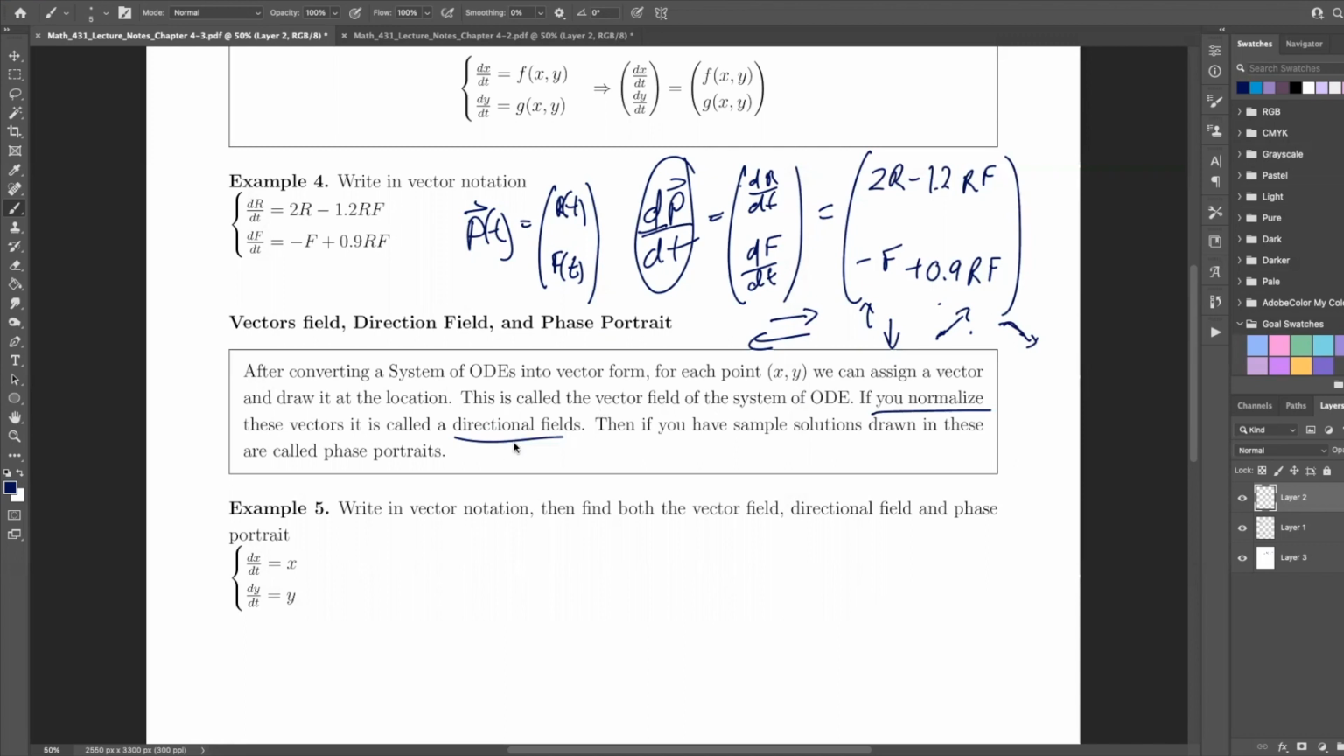But most of the time you just do this. And once we draw all this together, once you've drawn a couple of sample solutions, we call this the phase portrait. And so the phase portrait is either a vector field or direction field with a couple sample solutions on it. Okay, so how do we do this?